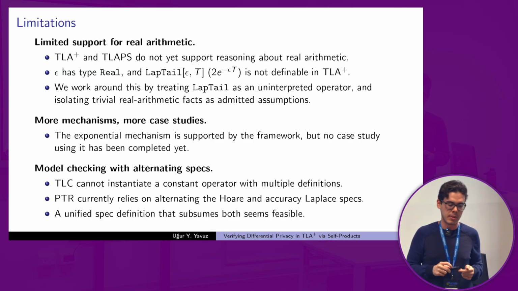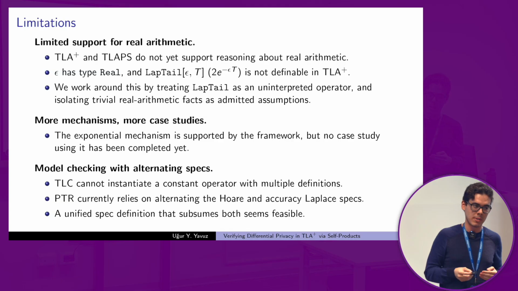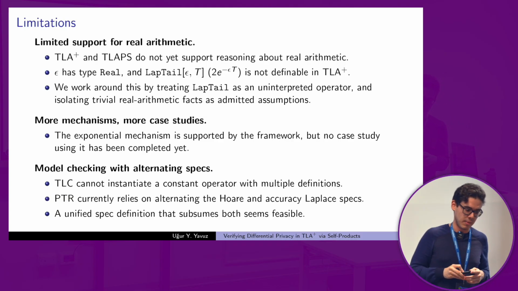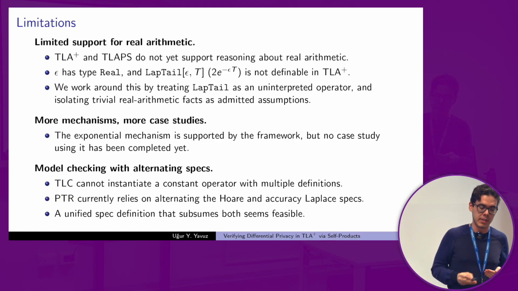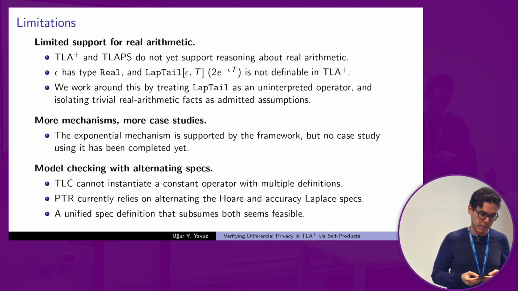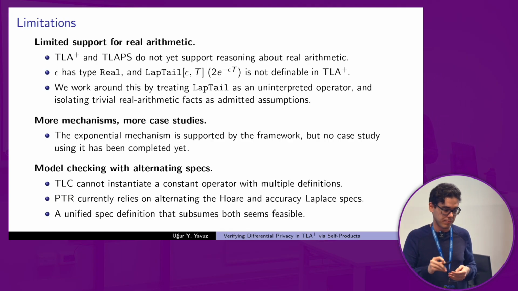The first is the limited support for real arithmetic in TLA plus and TLAPS. Privacy parameters like epsilon are real valued, and expressions like lap tail of epsilon t, which is mathematically just 2 times e to the minus epsilon t, are simply not definable in TLA plus right now. We work around this by treating that as an uninterpreted operator, and anytime we reason about reals, we isolate trivial real arithmetic facts and admit them as assumptions.